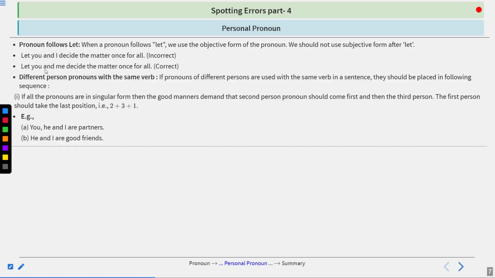So it will come like this, 2, 3, 1. Example, you, he, and I are partners. So you here is a second person, he is a third person, and I is a first person. If multiple pronouns are used in a single sentence, we follow this pattern. He and I are good friends. He is a third person and I is a first person. So 3, 1. Again 3, 1.